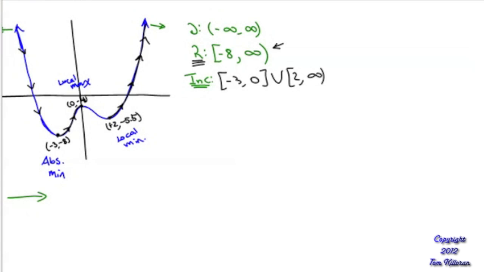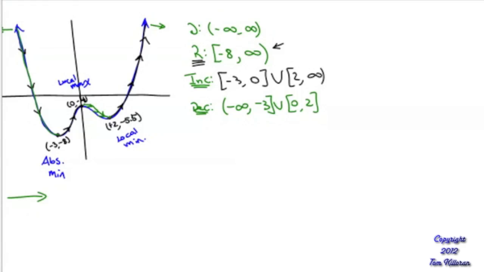Decreasing is the other two that are left. You could think of it that way, or look at your picture. This part is decreasing. What interval is that part? Negative infinity to -3 on the x-axis. Where else is it decreasing? Here, because it's going downhill. So 0 to 2. That would be your decreasing interval.